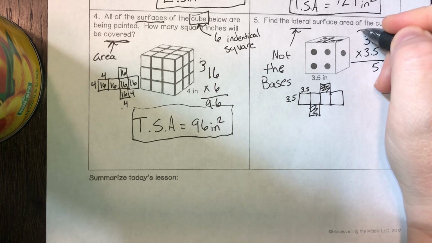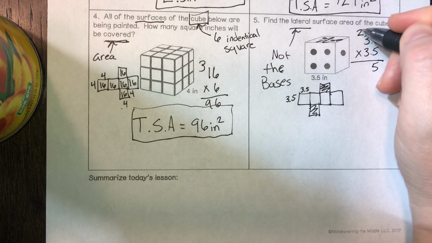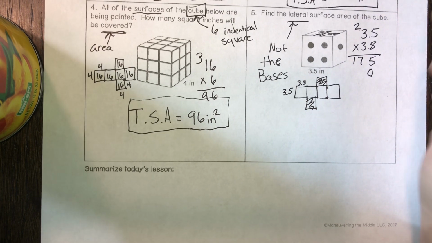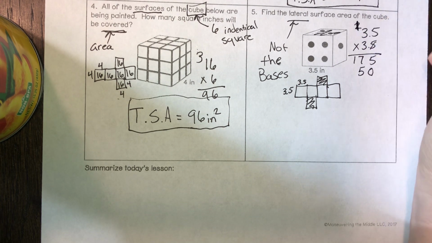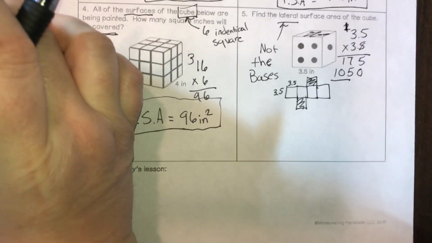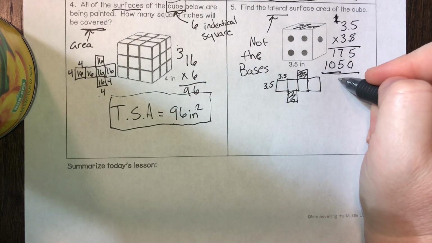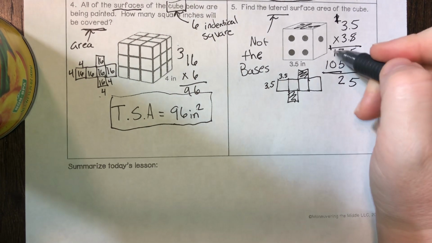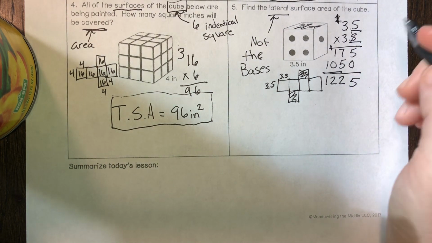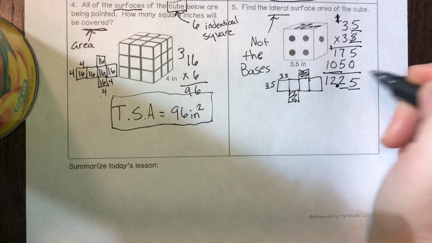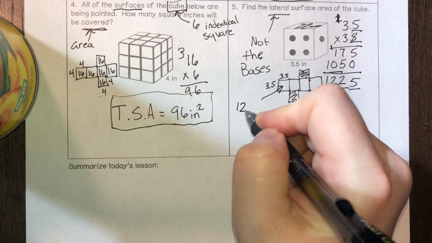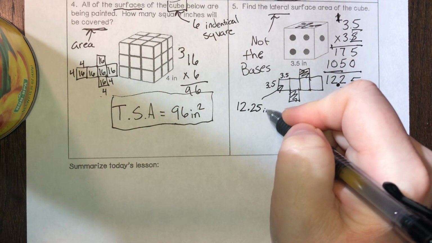5 times 5 is 25. 5 times 3 is 15, 16, 17. Bring the 0. 3 times 5 is 15. Carry the 1. 3 times 3 is 9, plus 1 is 10. That's 5, that's 12, that's 2, 2, 1. And I have 2 places behind the decimal in my problem, so 2 behind my decimal in my answer. So 12.25. Now that's just one of them. The area of this little piece is 12.25 square inches.